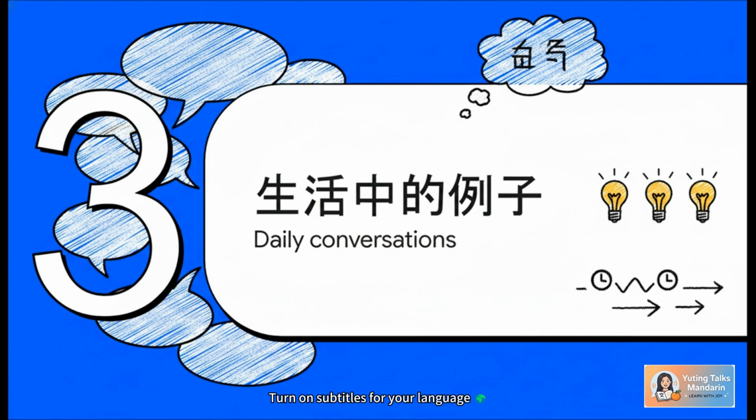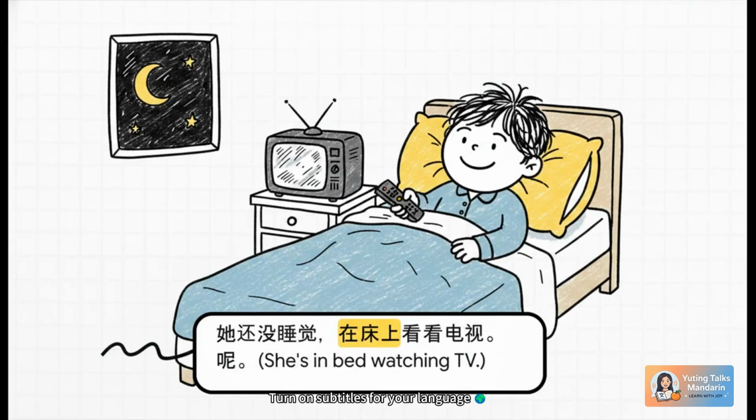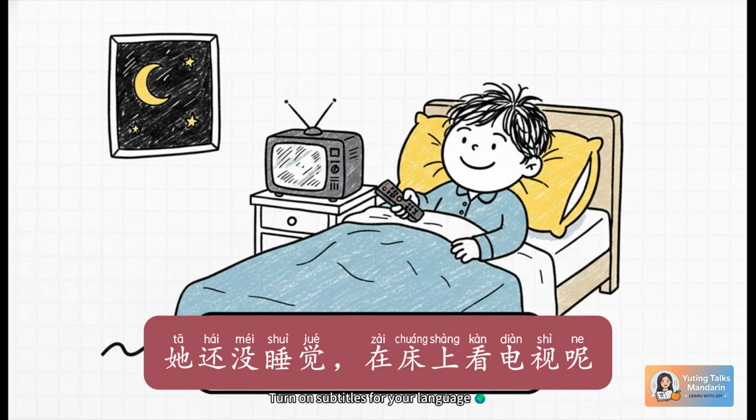So, with that in mind, let's check out some examples from everyday life. It's always so much easier to see how this stuff actually works in a real conversation. All right, take a look at this picture here. The sentence says, 她还没睡觉，在床上看电视呢. Which basically means she isn't sleeping yet, she's in bed watching TV. See that? The 在 right before watching TV and the little ne at the end, that's our signal that this is what's happening at this very moment.